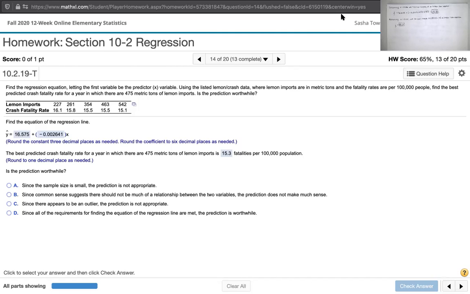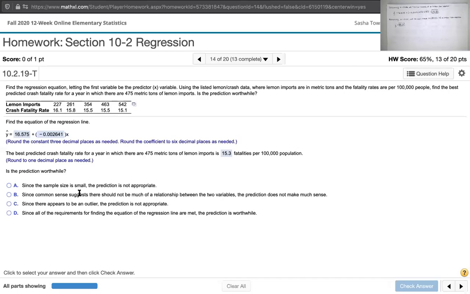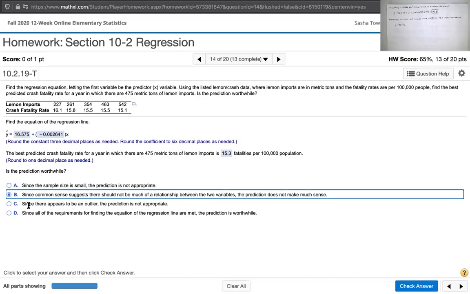Now let's look at our scatter plot to see if there are any outliers. Let's see if C could be the correct answer. There are most certainly no outliers here. Those 5 points are all very close to this line. So there's no issue with outliers. So that's not it. The fact that the sample size is small doesn't imply that the prediction is not appropriate, since we have evidence of a correlation at the alpha equals 0.05 level. So I think B is the appropriate answer.